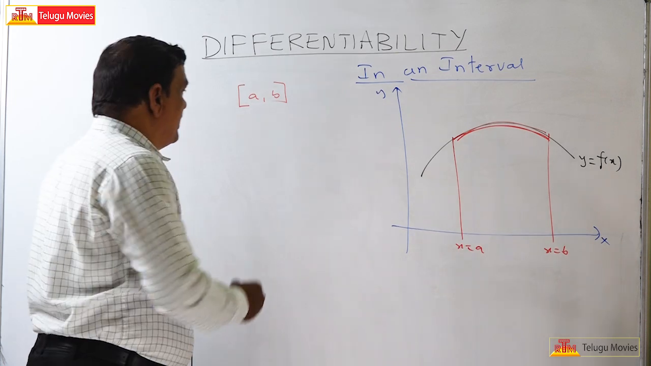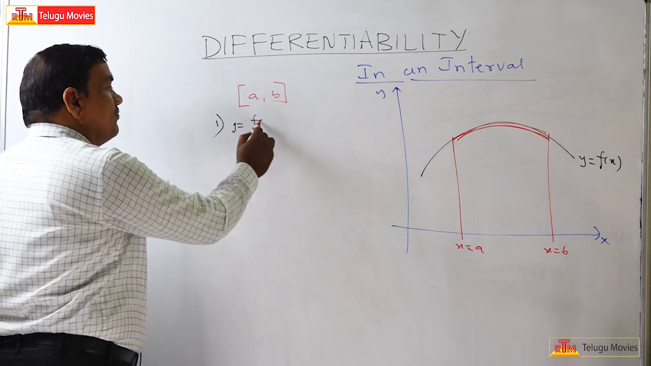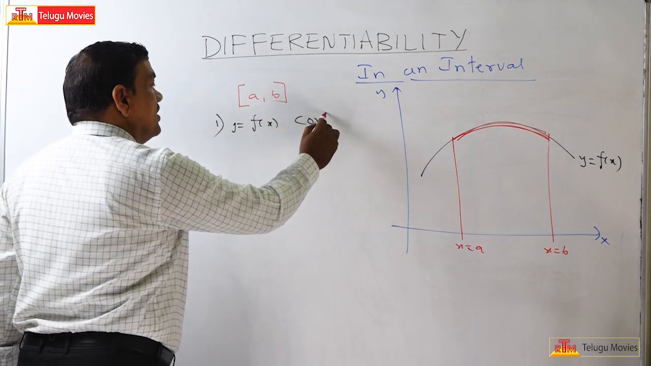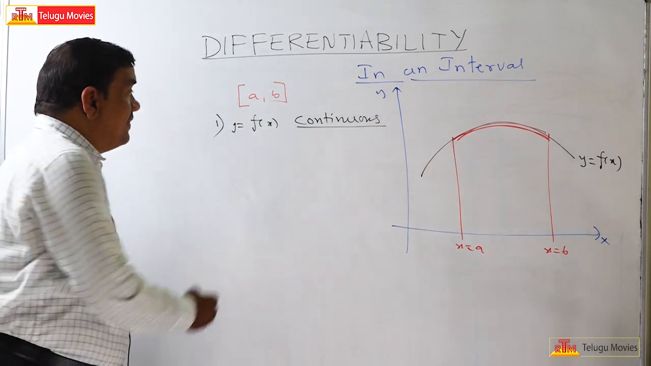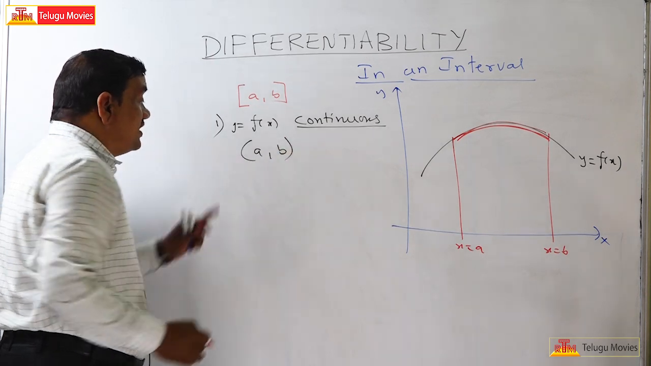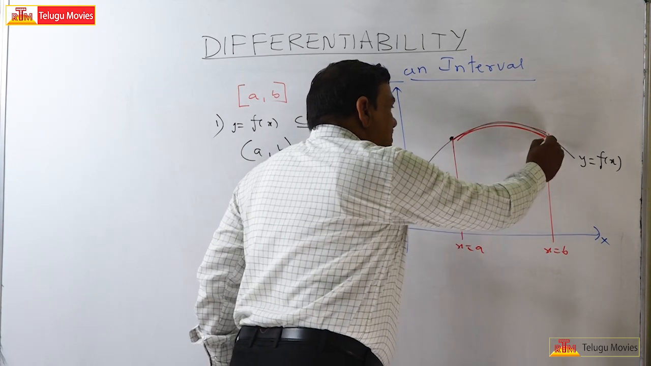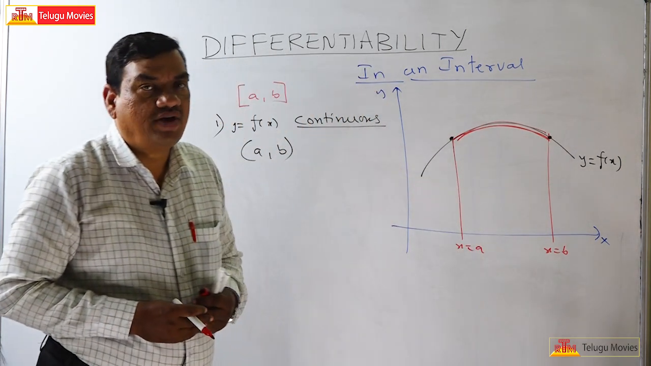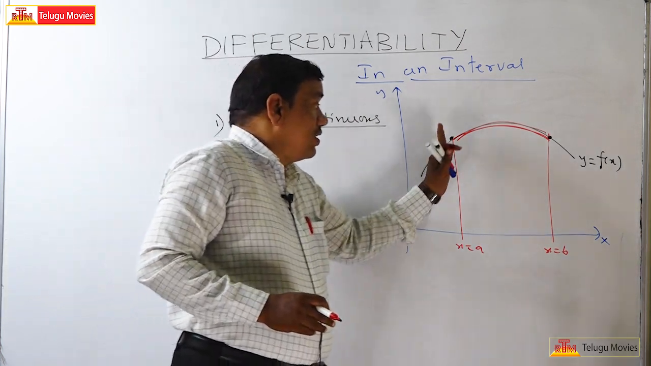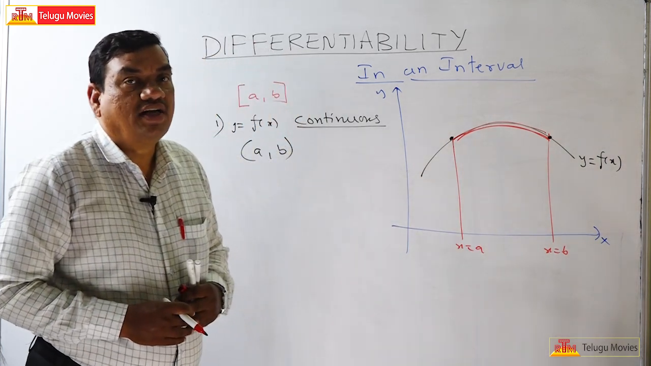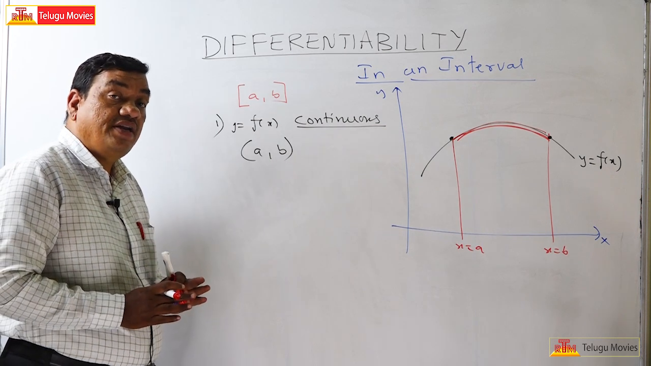The first condition is that y equal to f of x should be continuous in the interval, open bracket a comma b. At exactly x equal to a and x equal to b, there is no need of any continuity. At x equal to a, which is an end point of the interval, we cannot define the continuity. So at x equal to a and x equal to b, there is no need of any continuity.